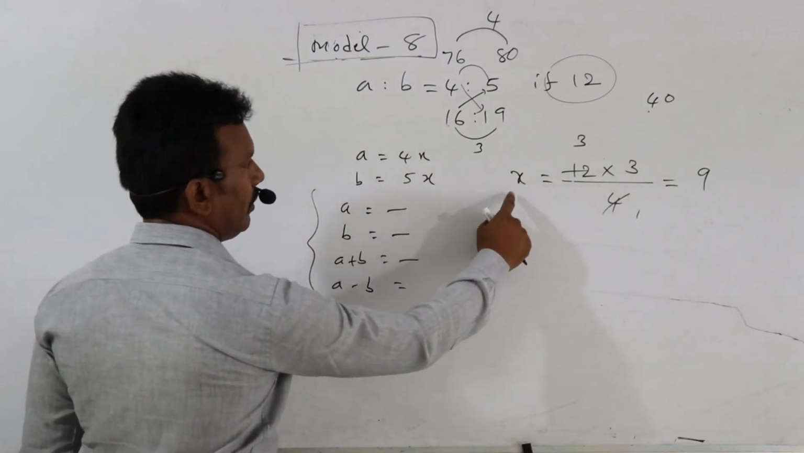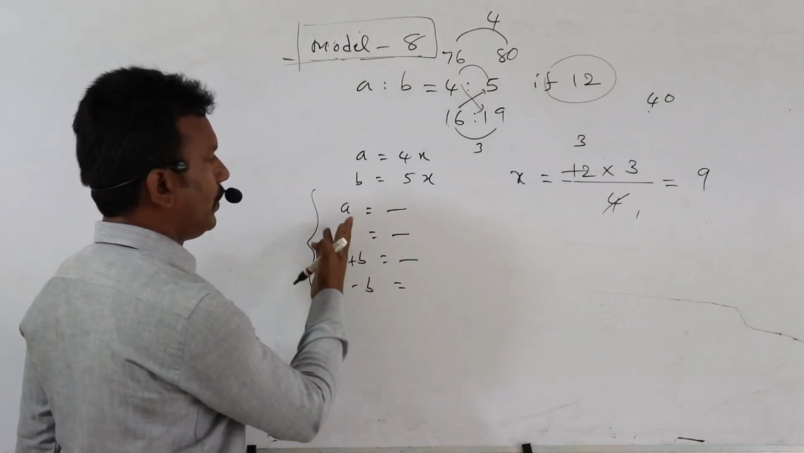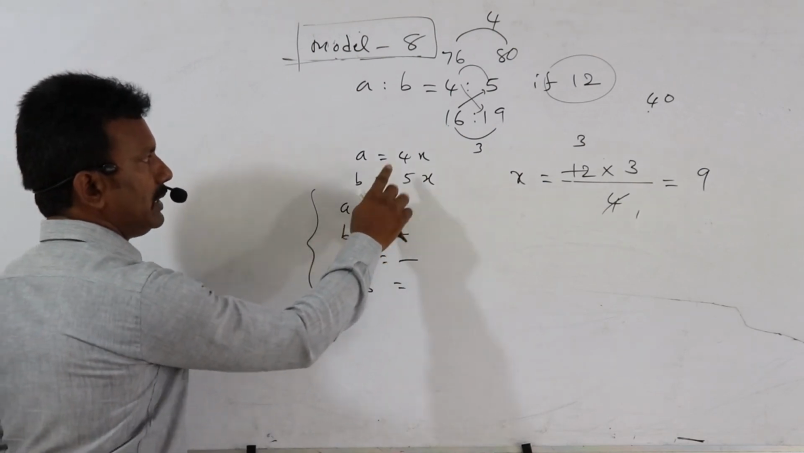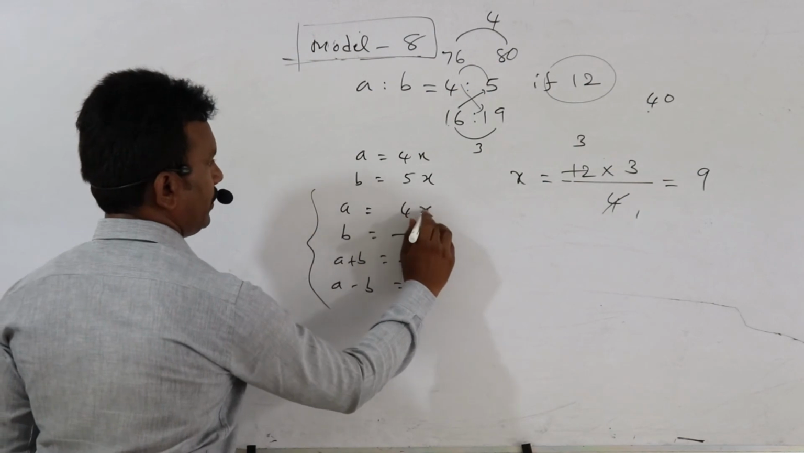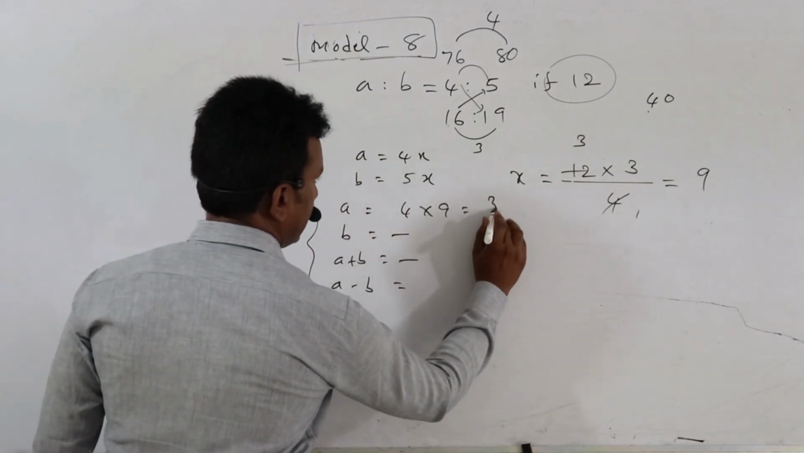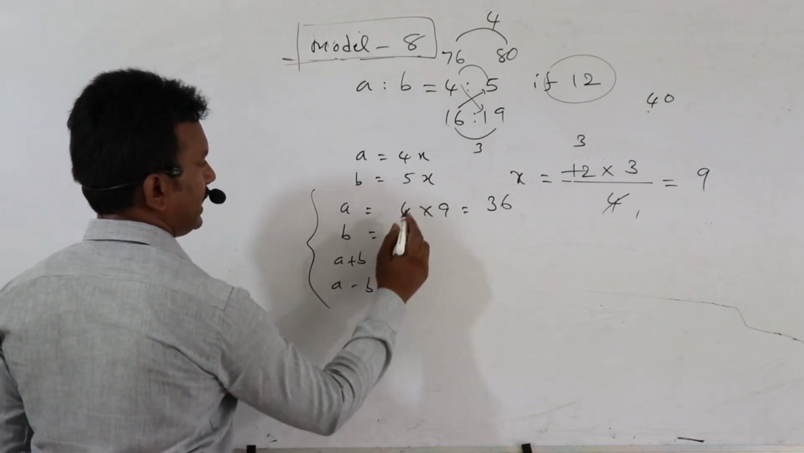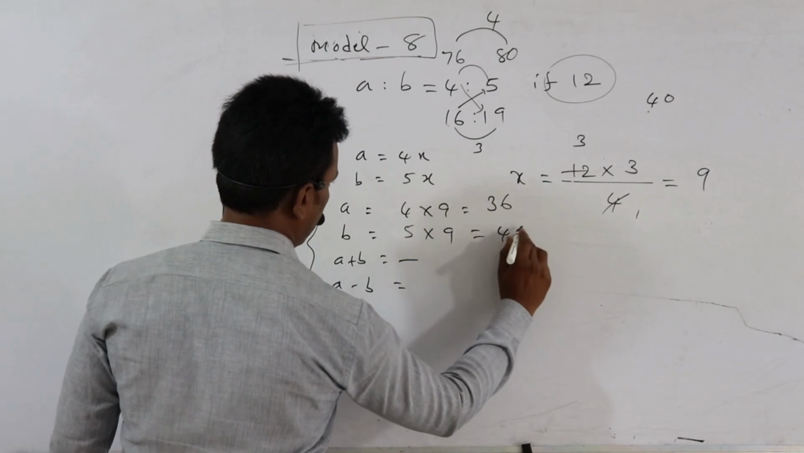x means one part of the ratio. So clearly we are defining four results, four clear points here. That is the first one. What is the first number? We write 4 into 9. 4 9s are 36. Our first number is 36. Next, our second number. What is the second number? 5 into 9. 5 9s 45.